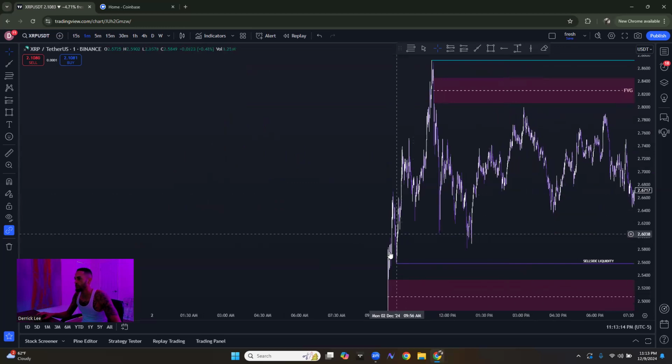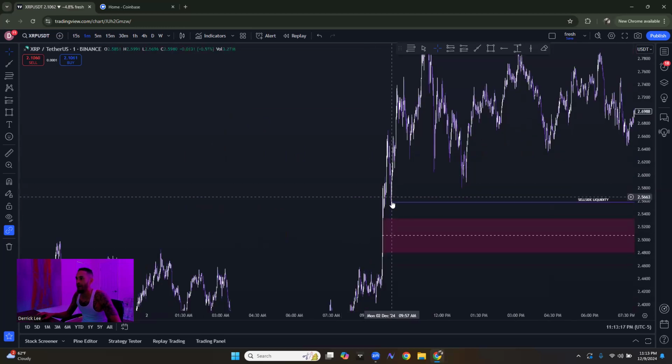we engineered. Why did price right here, why did it not come back down to this price level? It's not buying and selling pressure that moves the market. The algorithm controls the market. The algorithm is the one manipulating price. Okay. So why did this not come all the way back down here? It left this gap open for a reason.